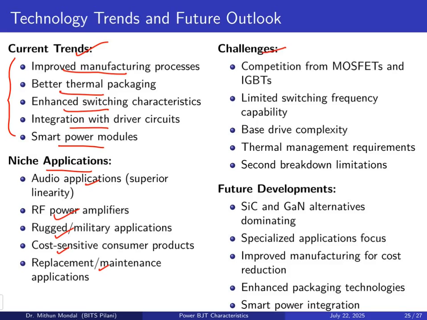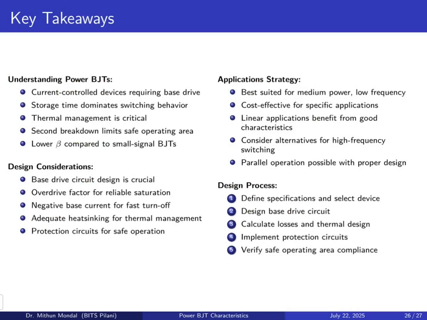There are certain challenges because of competition from MOSFET and IGBT with respect to BJT. BJT is limited in switching frequency capability, the base drive is complex, and thermal management is required. Second, breakdown limitations exist in BJT which are not there in MOSFET devices. For future development, silicon carbide and gallium nitride alternatives are dominating, and specialized application focus is there for these devices. Improved manufacturing will bring cost reduction, enhanced packaging technologies, and smart power integration. So these are the future developments in the category of semiconductor devices.